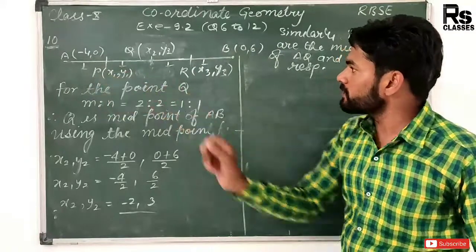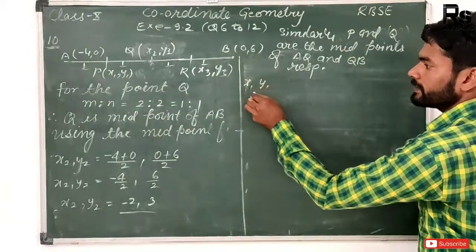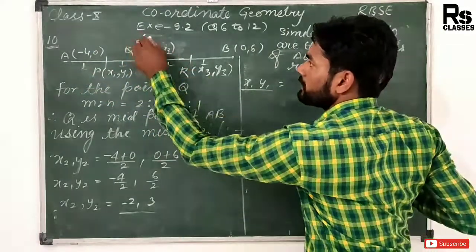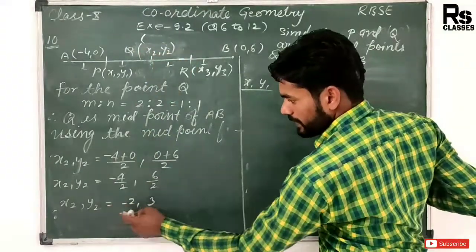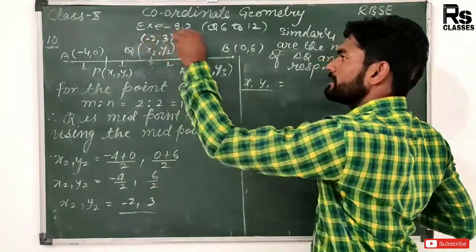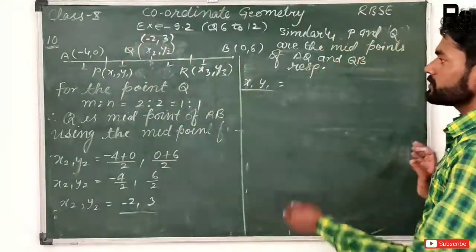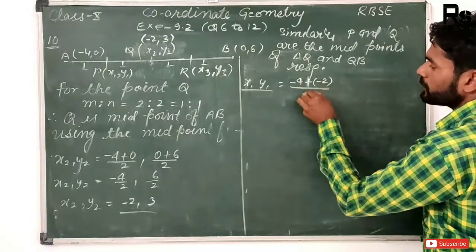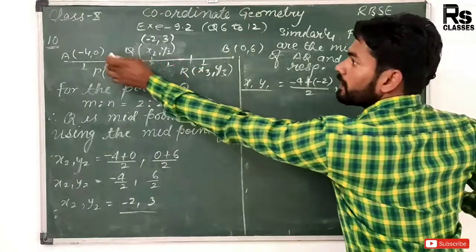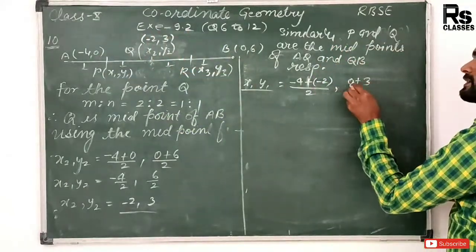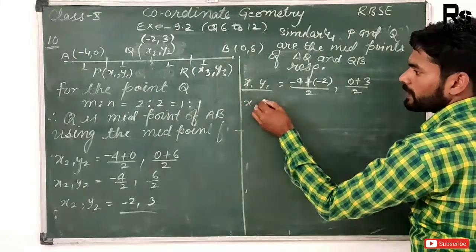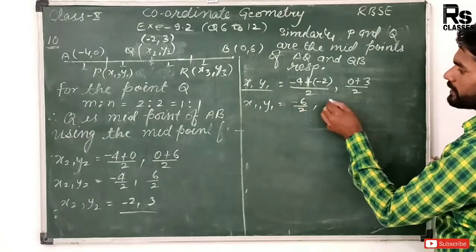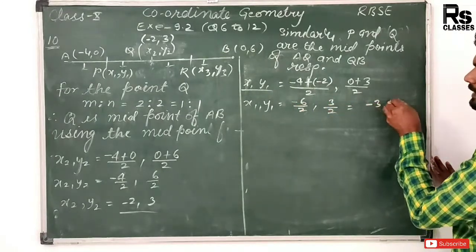So first for the coordinate x1 comma y1, the sum of the x coordinates is -4, and the value of x2 comma y2 we have calculated already, which is -2 comma 3. So (-4 plus -2) upon 2 comma (0 plus 3) upon 2. Then x1 comma y1 is equal to -6 upon 2 comma 3 upon 2, which is equal to -3 comma 3 upon 2.